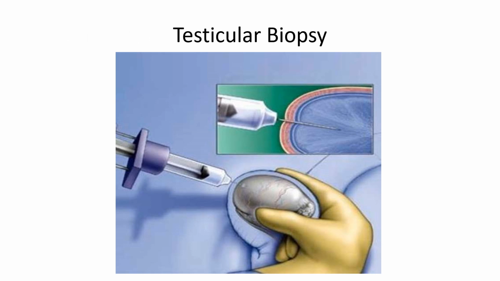Here's our example of a testicular biopsy. Again, we said with a testicular biopsy, this is done for the detection of abnormal cells, also done for the presence of sperm. Again, it can be done by aspiration or incision. This example, of course, is by aspiration with the needle. And what is being done here? Tissue is being removed from the testicle.